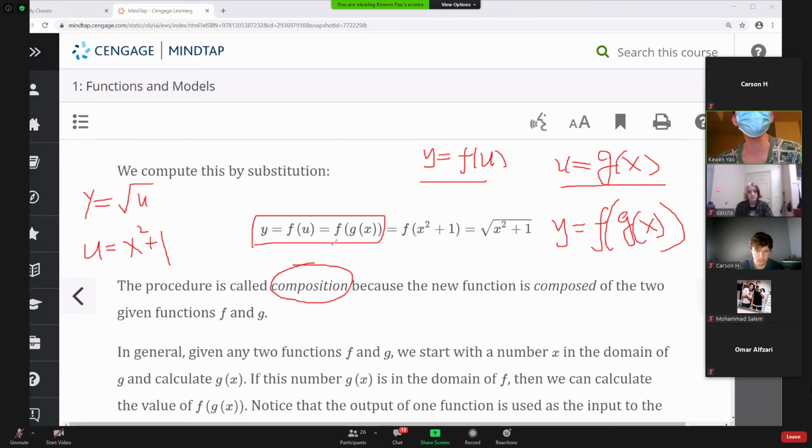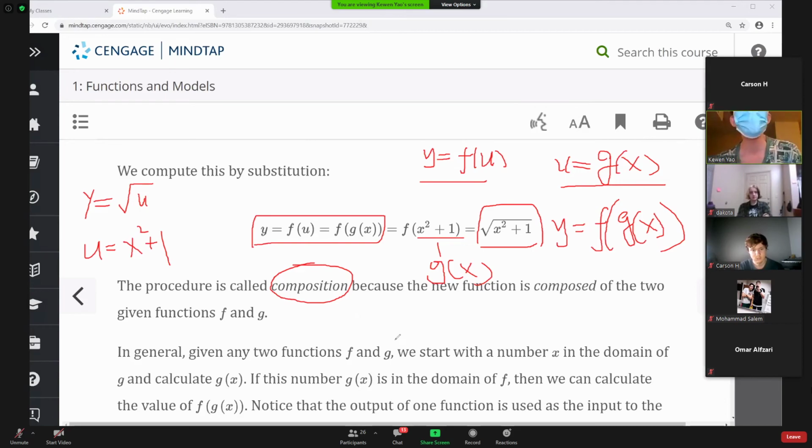So see here, Y equals F of U, F of G of X. That's F. G of X is X squared plus 1. Now combine them. Replace U by X squared plus 1. You have this. The final answer is Y equals square root of X squared plus 1, right? So this can be decomposed into what? A square root function and a quadratic polynomial.